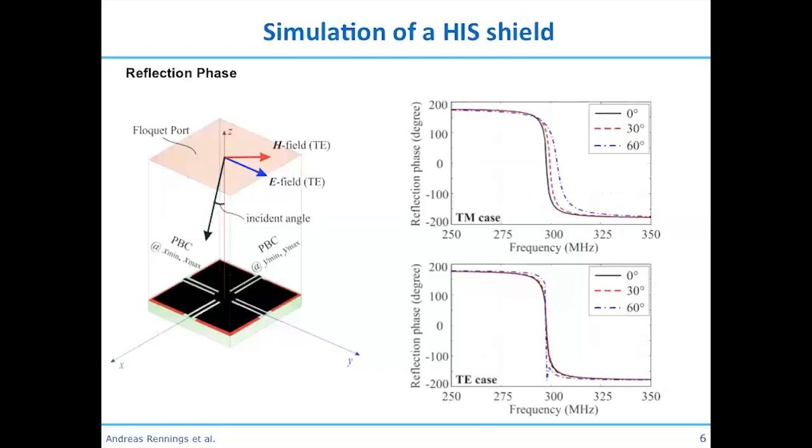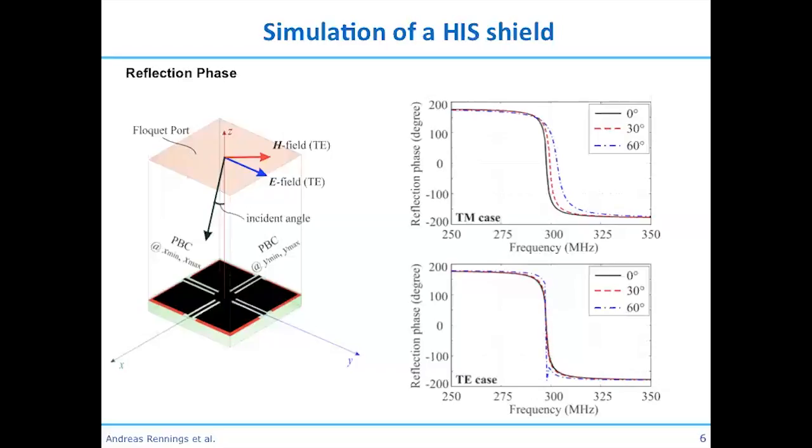So you see the resonance frequency is not changed. What is changed is, let's say, the Q factor of this resonator here. When you increase the angle, the function is getting steeper and steeper. For the TM case, it's the opposite.